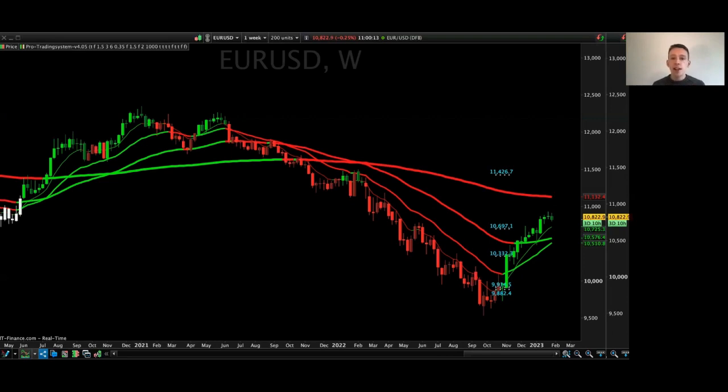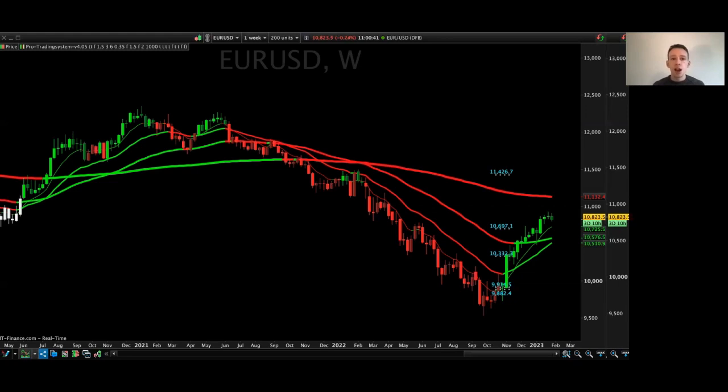So the strategy that we're going to be talking about today is our flagship strategy here at Trading College, the Pro Trading System. And this strategy really is simplicity at its best. It basically uses a traffic light system of colors on the candles, and using these colors, they tell us when to enter or exit a trade. And it really is just as simple as it sounds.